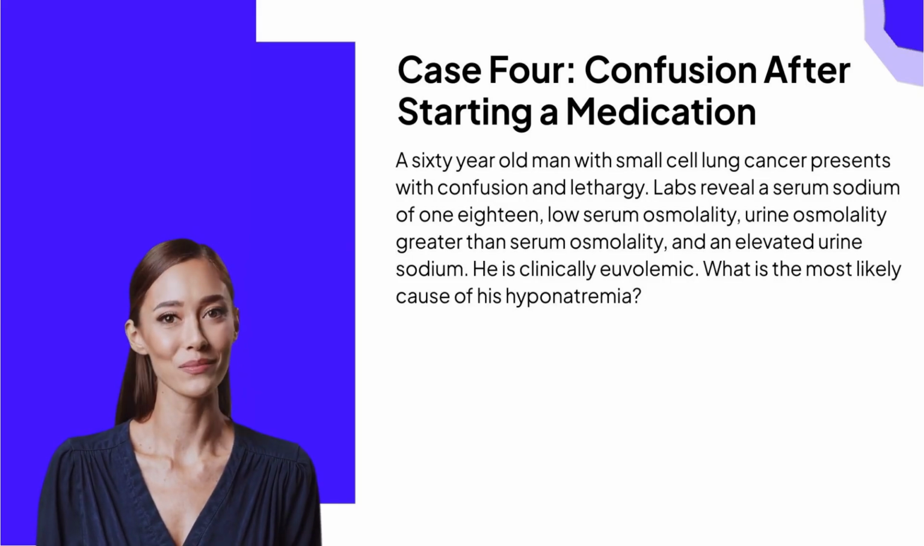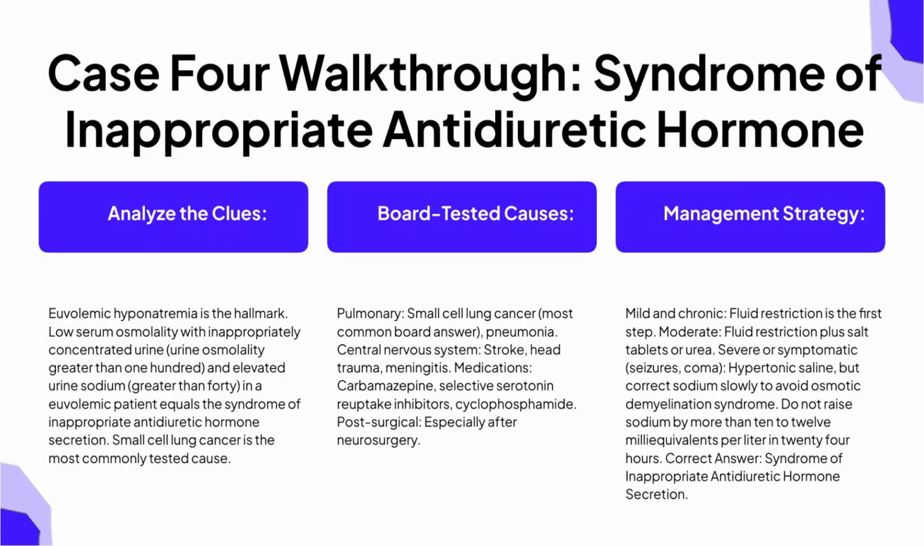Let us break this down. The classic diagnostic criteria for the syndrome of inappropriate antidiuretic hormone secretion are euvolemic hyponatremia, low serum osmolality, inappropriately concentrated urine with an osmolality greater than 100, and an elevated urine sodium greater than 40. Small cell lung cancer is the most commonly tested cause on the boards, so when you see lung cancer plus hyponatremia, your answer is almost always this syndrome.